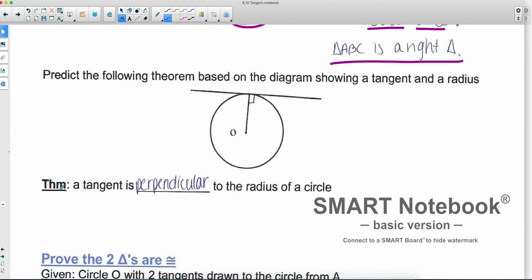All right. Then we just are drawing 2 really straightforward things. We have a radius right here, and we also have a tangent line right here. And it says predict the following theorem based on what you see. So if you take a look at the way the radius and the tangent intersect, they form a right angle. That means that a tangent and a radius will always be perpendicular. A tangent will always also be perpendicular to not only a radius, but a diameter as well, right? So a tangent is perpendicular to the radius of a circle. It's also perpendicular to the diameter of a circle. Okay, just something to keep in mind.